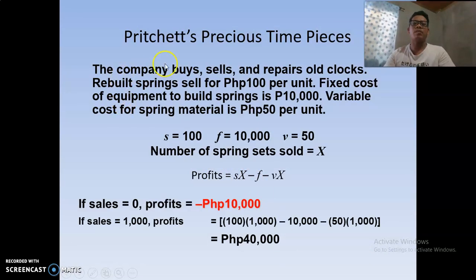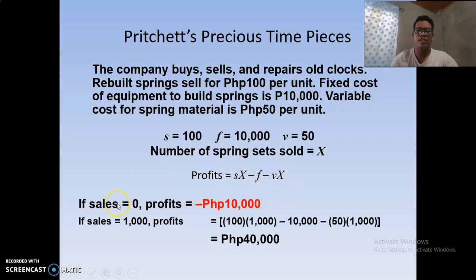So for example, the company buys, sells, and repairs old clocks. Rebuilt springs sell for 100 pesos per unit. The fixed cost of equipment to build springs is 10,000. The variable cost for spring material is 50 pesos per unit. So these are the givens from the problem, and this is the profit model.